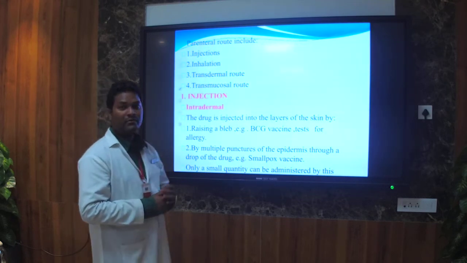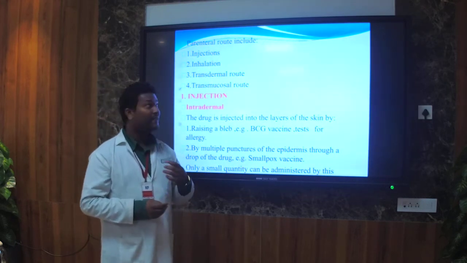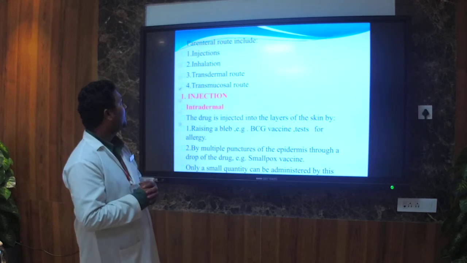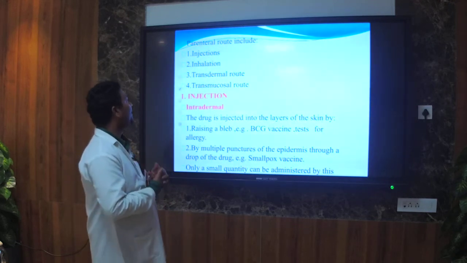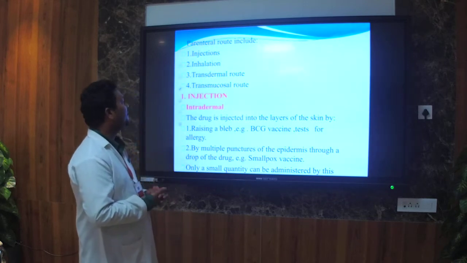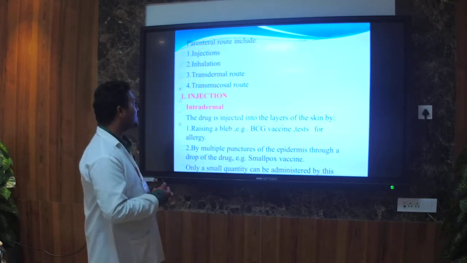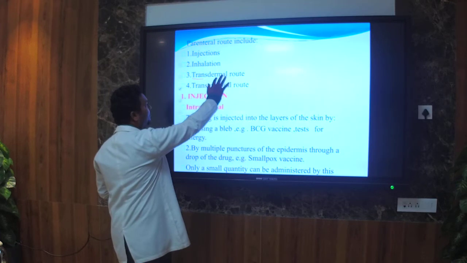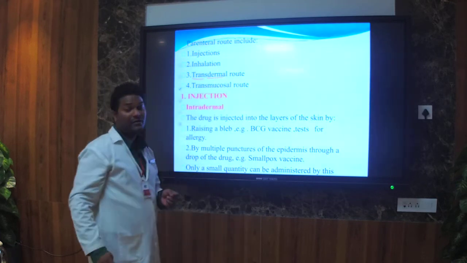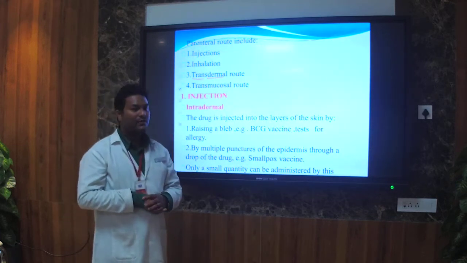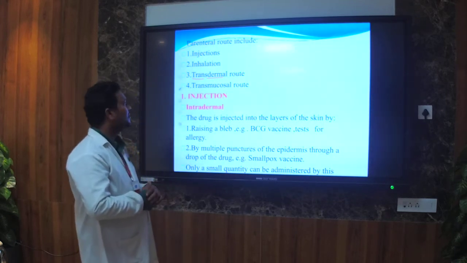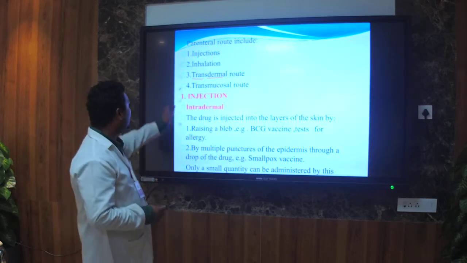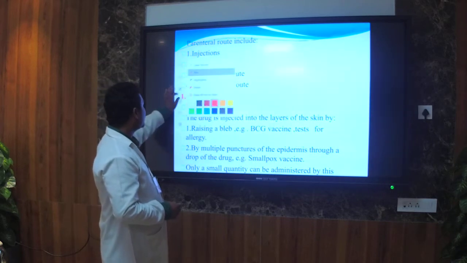So what are the methods, or the routes, for the parenteral route? We have injections, then we have inhalations, then we have the transdermal route. Trans means across, and dermal refers to the dermis layer of the skin. Then we have the transmucosal route, through the mucosal lining. Coming to the injections.